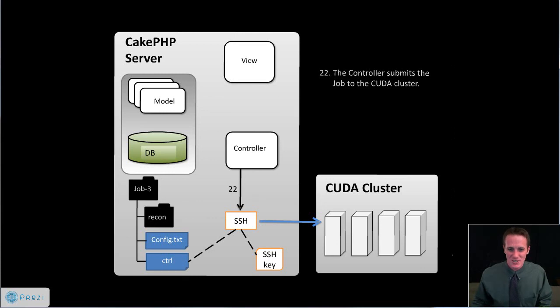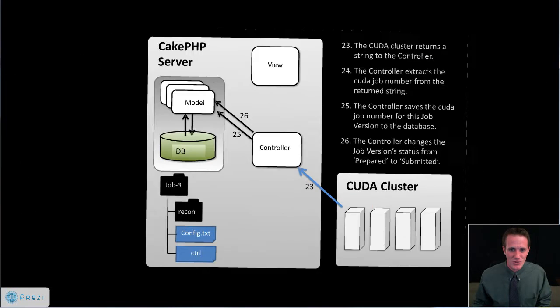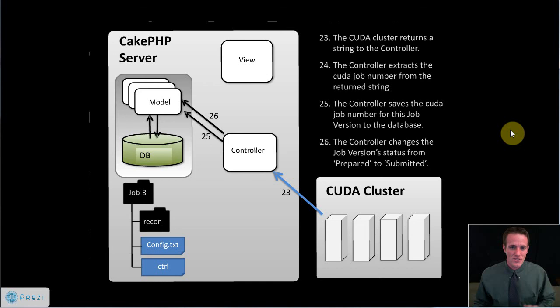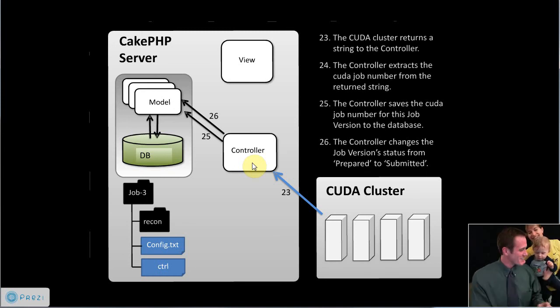Okay, so moving on to number 23. Okay, so the Cuda cluster then is going to return a string to the caller, which was the controller in this case, and that string, part of it, or the part that we care about is the job ID. Okay.